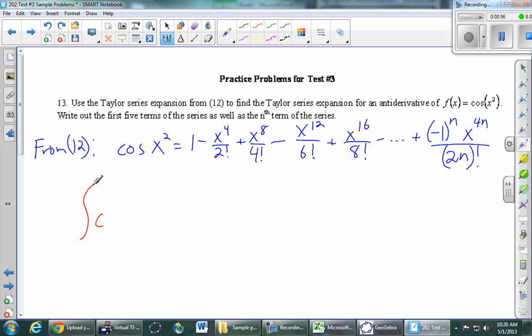So the antiderivative of cosine x squared is equal to, and then we're just doing antiderivatives of these 5 terms. So antiderivative of 1 is just x. Add 1 to the power, divide by the new power. I'm just going to write it like this. Add 1 to the power, divide by the new power.